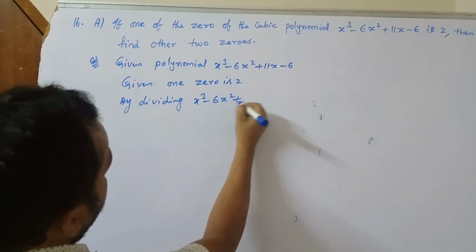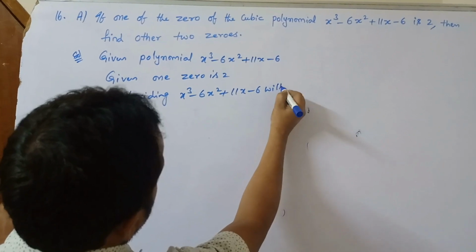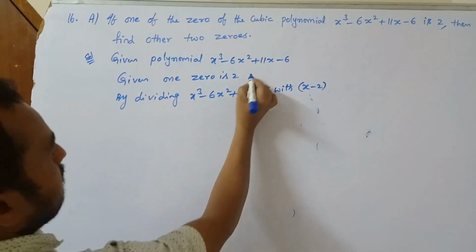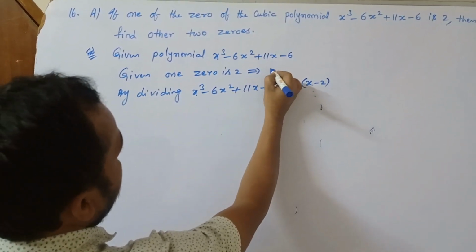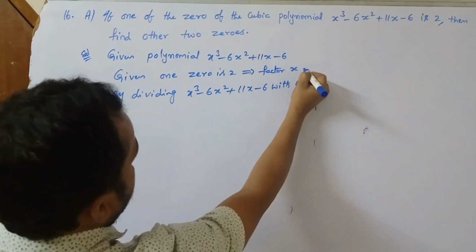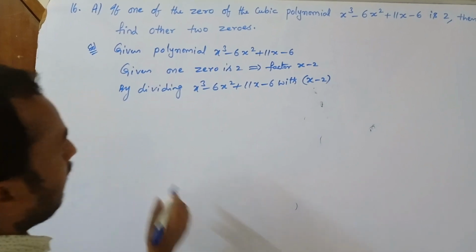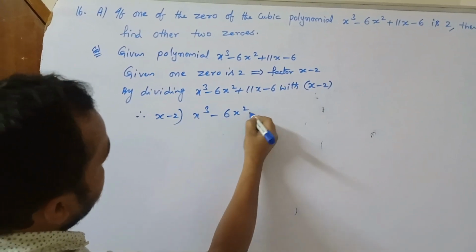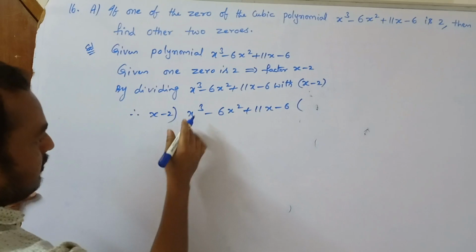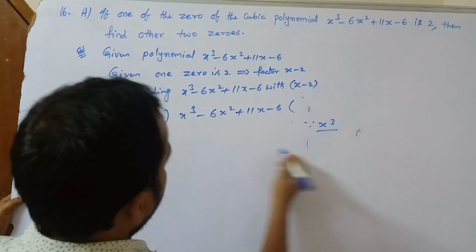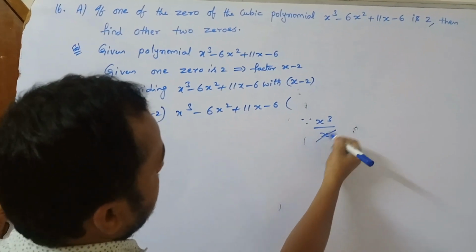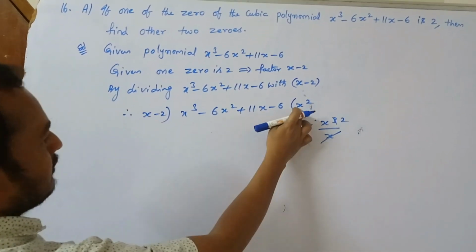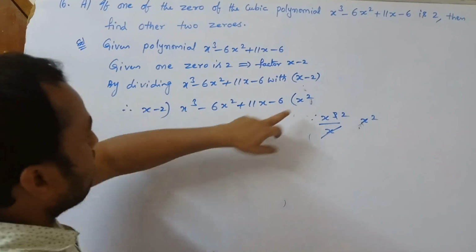Dividing x cube minus 6x square plus 11x minus 6. Already we have one zero, so by dividing with x minus 2, we can also write the factor x minus 2. Now x minus 2 into x cube minus 6x square plus 11x minus 6. First term by first term, x cube by x, cancel, we get x square. This x square into x minus 2.